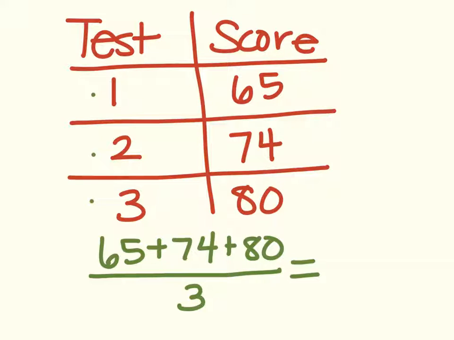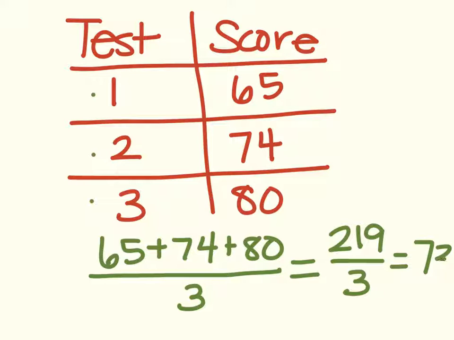So we're going to go ahead and plug our numbers 65 plus 74 plus 80 into the calculator. We get an answer of 219, which we then divide by 3 to give us a mean score of 73. So Aaron's mean score, or average score, is 73 points on the 3 tests.